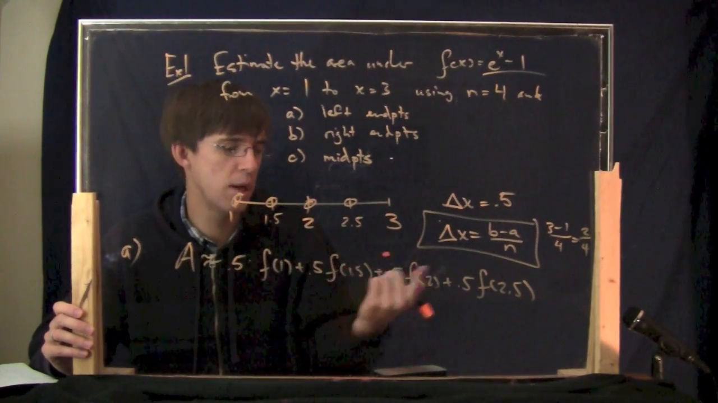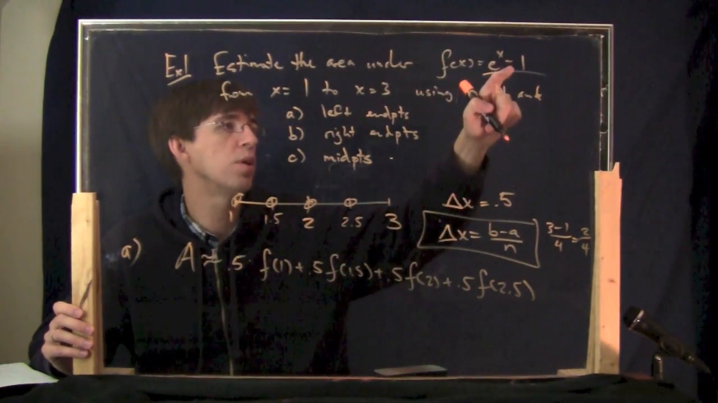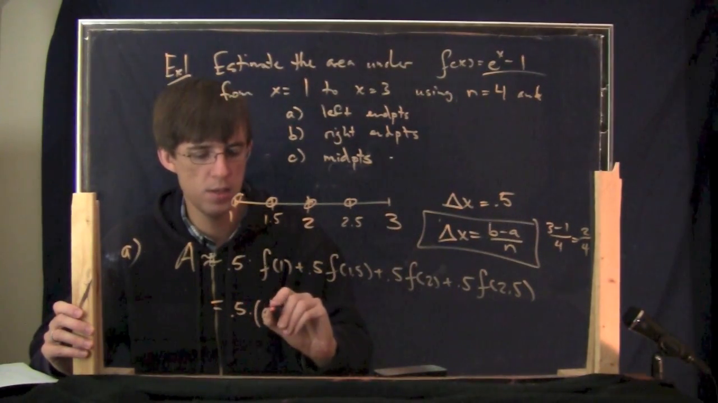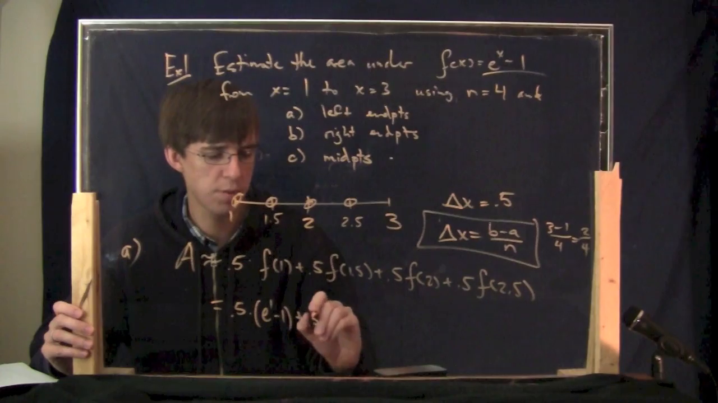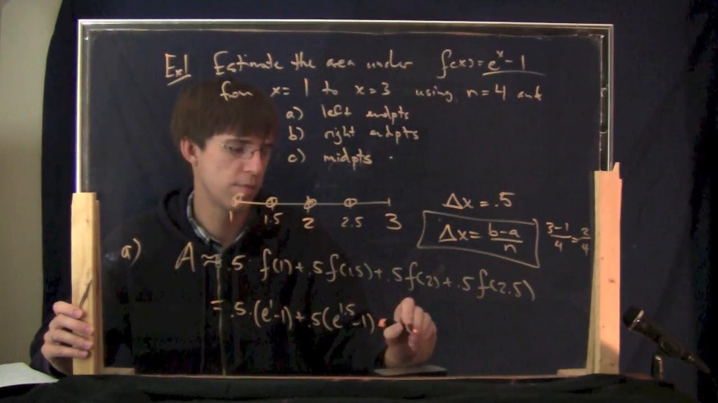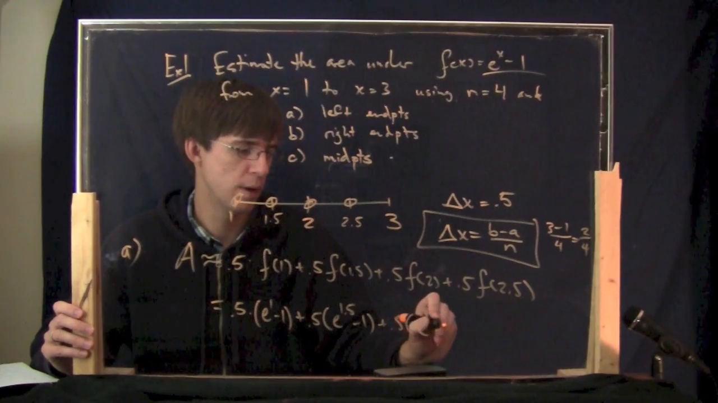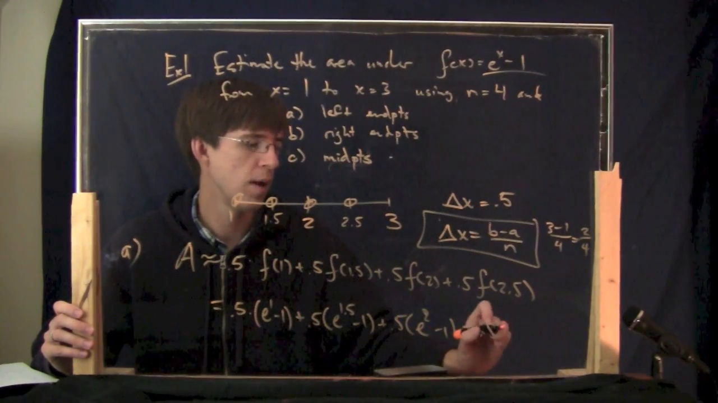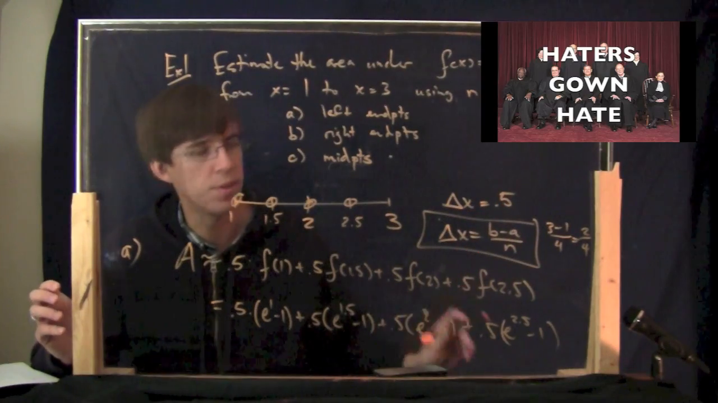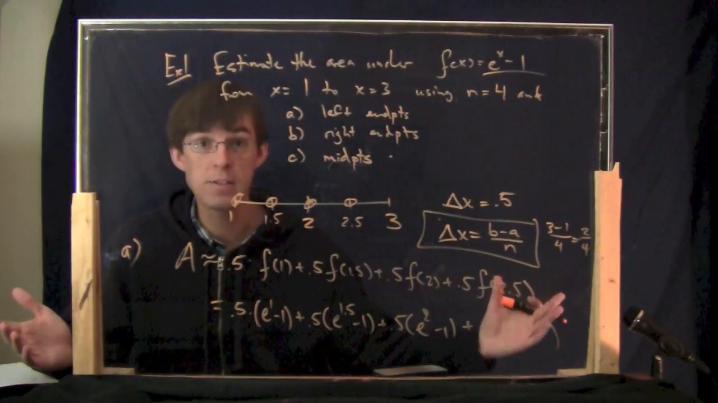And now what is f of 1, f of 1.5, etc.? You just plug in here, all right? 0.5 times e to the 1 minus 1, plus 0.5 times e to the 1.5 minus 1, plus 0.5 times e to the 2 minus 1, and 0.5 e to the 2.5 minus 1. Remember your parentheses there. All right, and that's all there is to it.